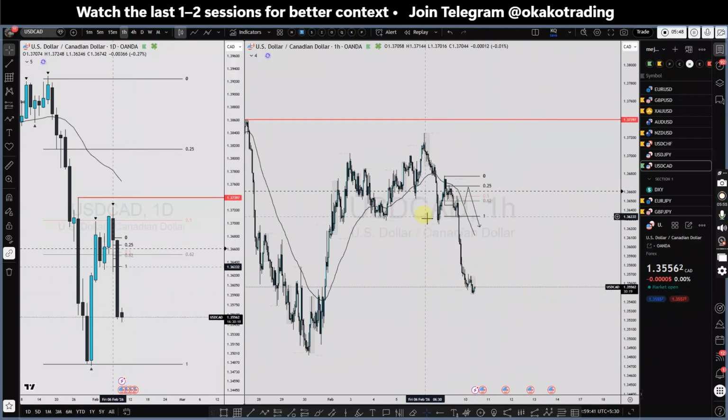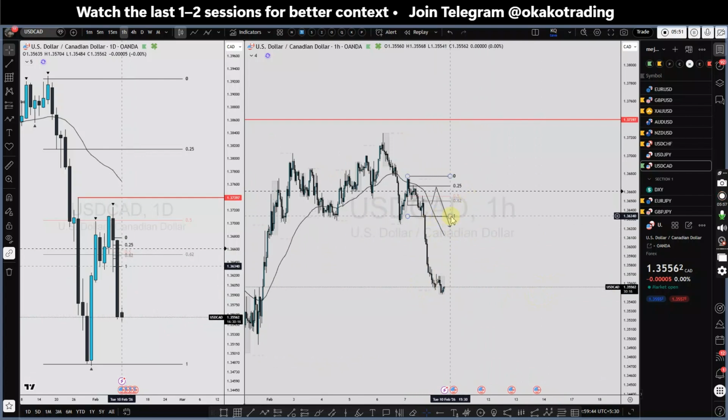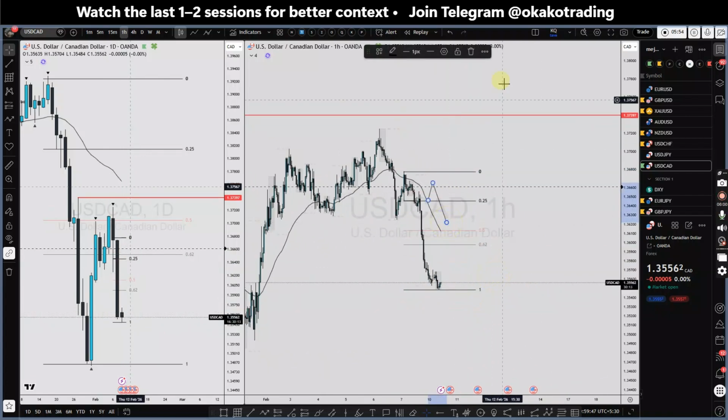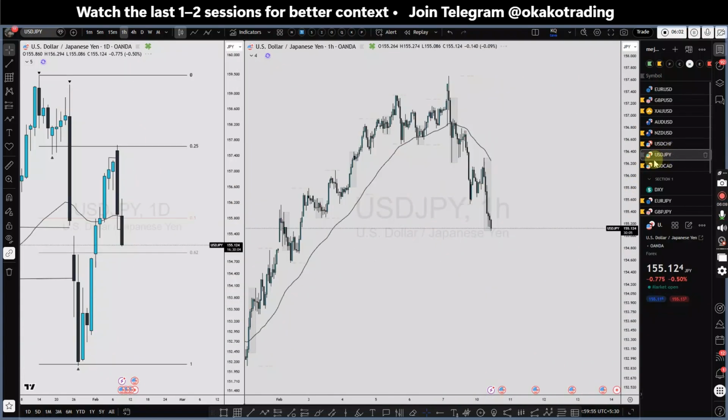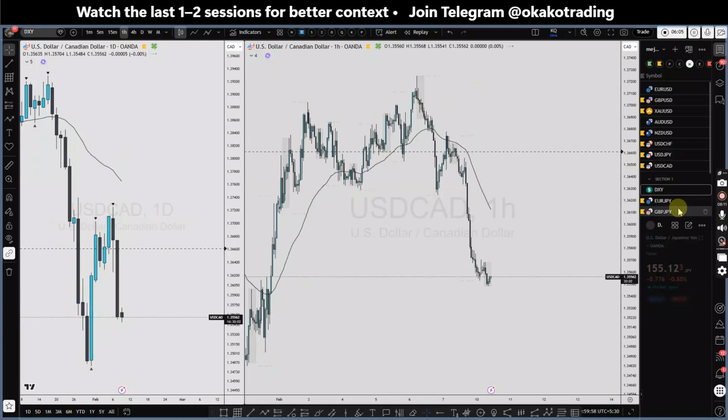USD CAD, same story. I'm looking for a deeper correction towards upside and some setups, but it's something definitely I need to keep in my watch list too. USD JPY in watch list.